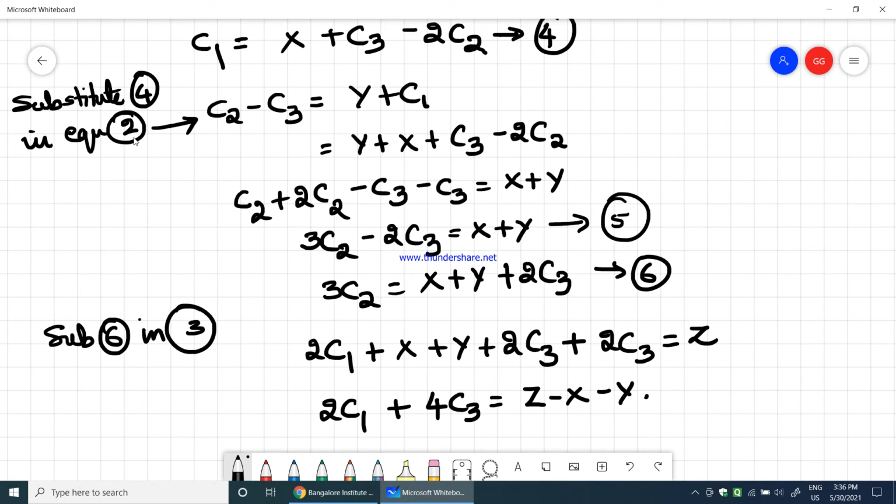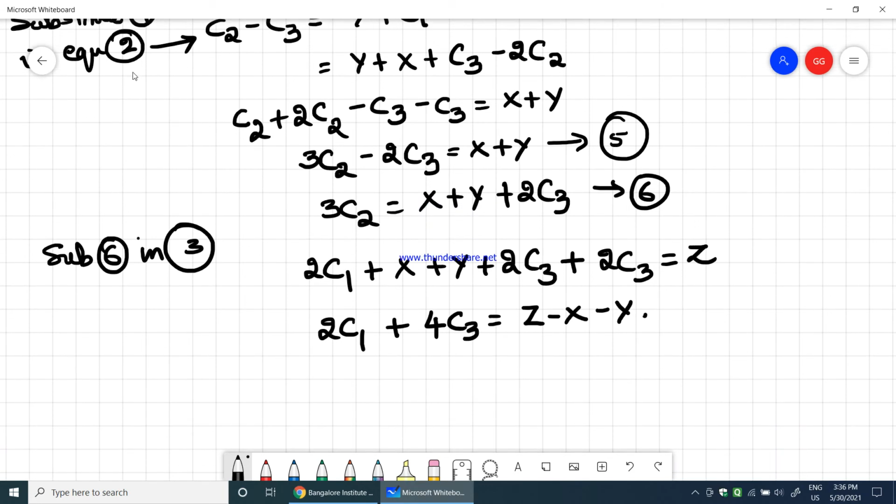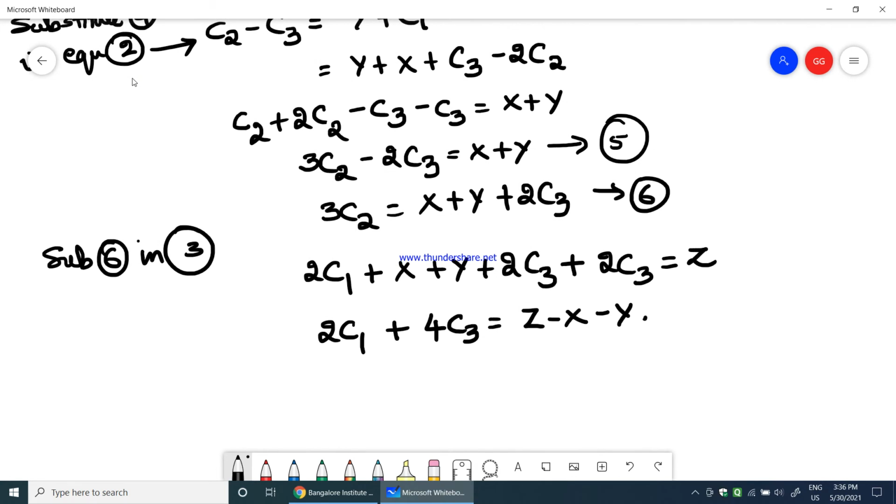So this is what we got. Therefore 2C1 equals Z minus X minus Y minus 4 times C3.